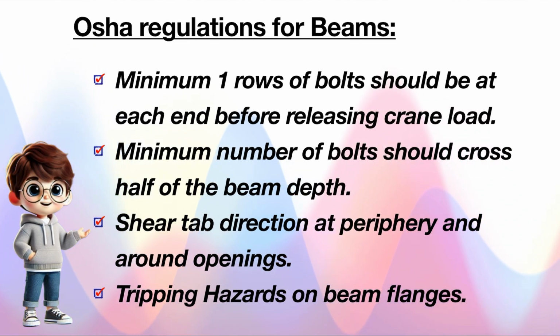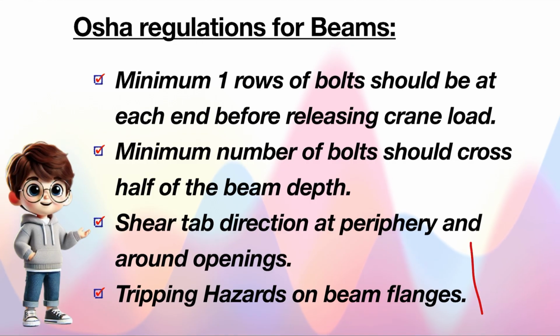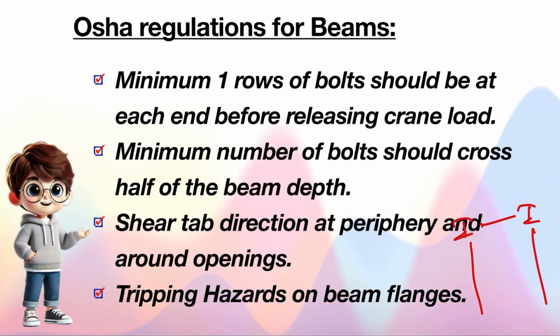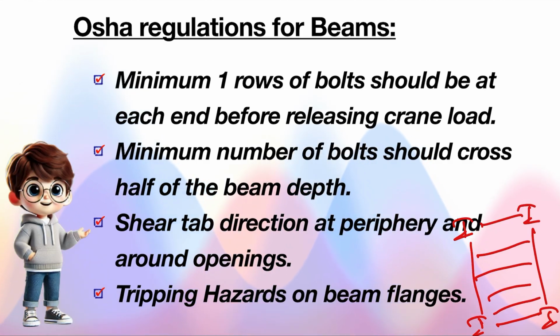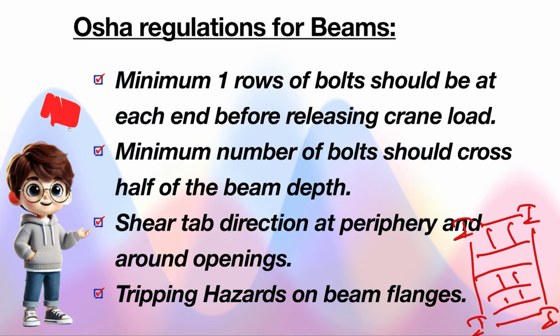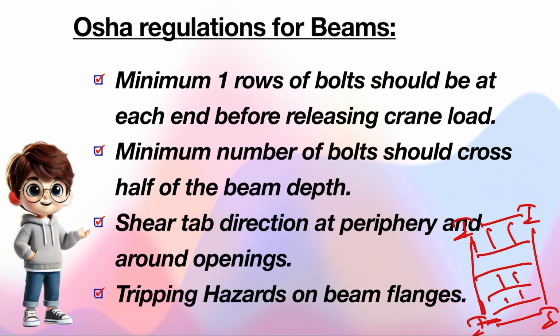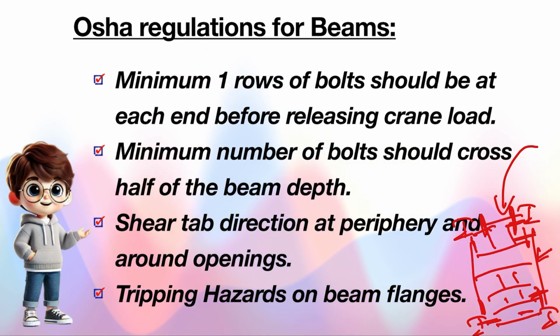Now let's see. If these are the columns and these are the periphery beams, and in between we have different infill beams also. Now for these periphery beams, the shear tab should always be inside. Okay, so beams can come from this side and it will be bolted here and here. Beam can come from this side and it will be bolted here and here. Beam can come from this side, it will be bolted here and here.